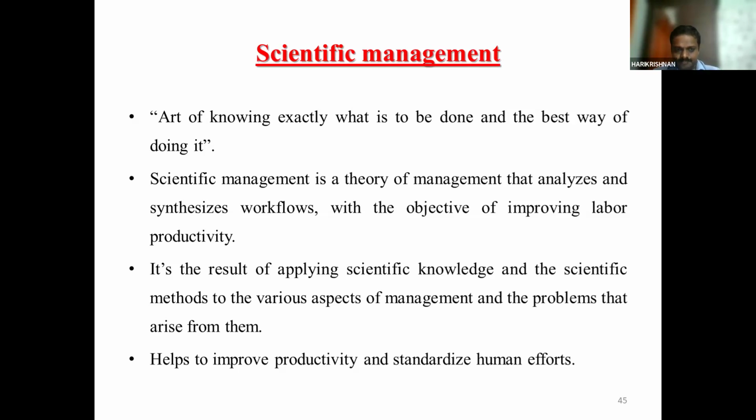Also, this scientific management concept is important since if any problem arises or develops in the company, it can be sorted out with the help of scientific management. It also improves the productivity and standardizes the human effort. This is the importance of scientific management.